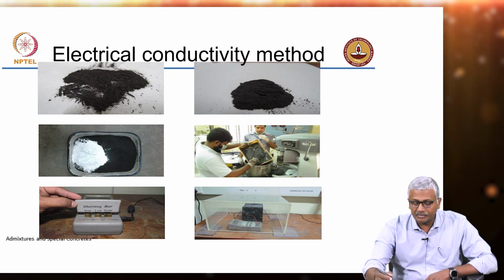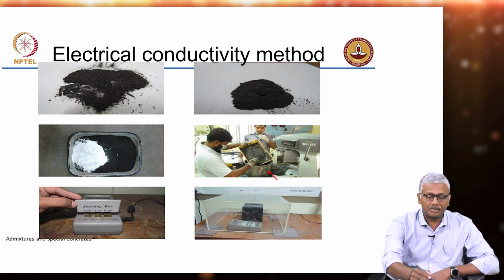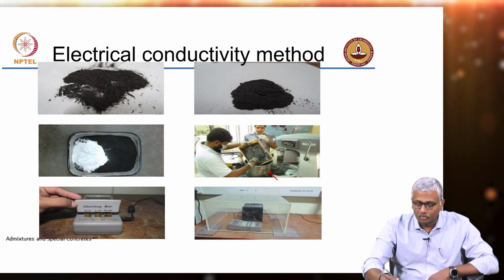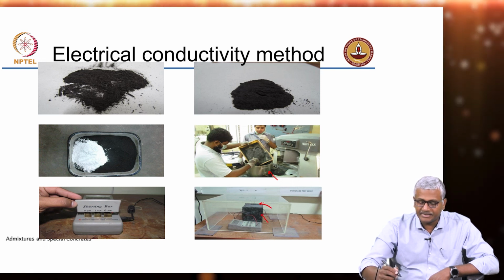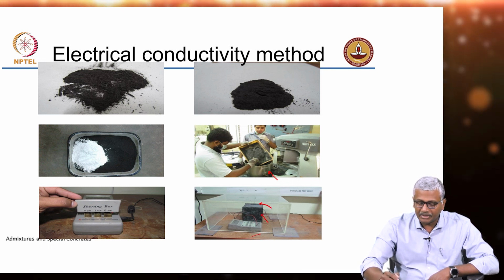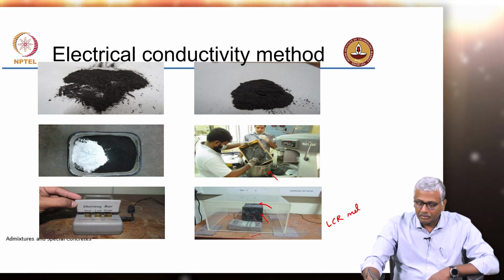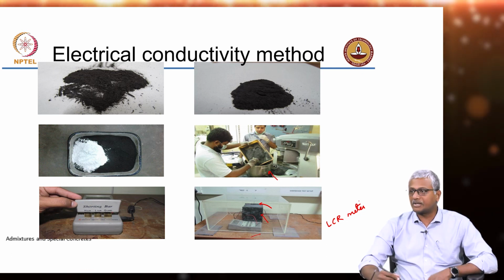So, you see here the mixture is getting prepared in a Hobart mixer, right. The material quantities have been proportioned appropriately, and then you have a cube mold in which you attach electrodes to the ends, and then this LCR meter was employed to actually determine the resistance and convert that to resistivity.